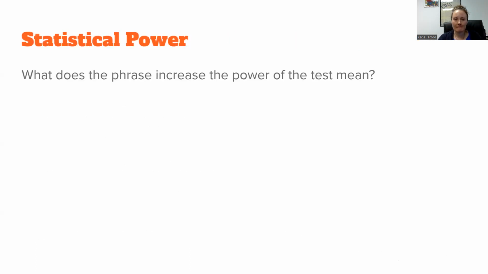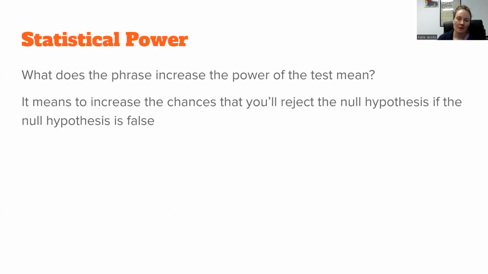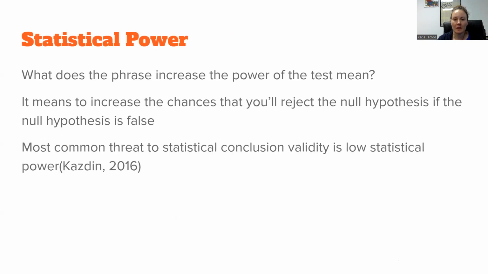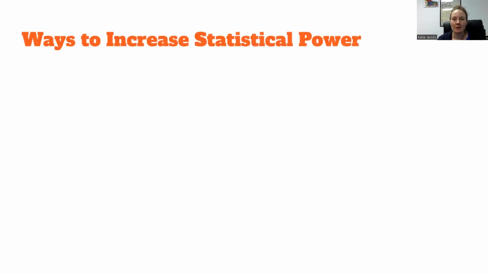So statistical power: what does the phrase "increase the power of the test" mean? It means to increase the chances that you'll reject the null hypothesis if the null hypothesis was false. The most common threat to statistical conclusion validity is low statistical power, which we'll talk about, because there are several ways that we can increase statistical power.